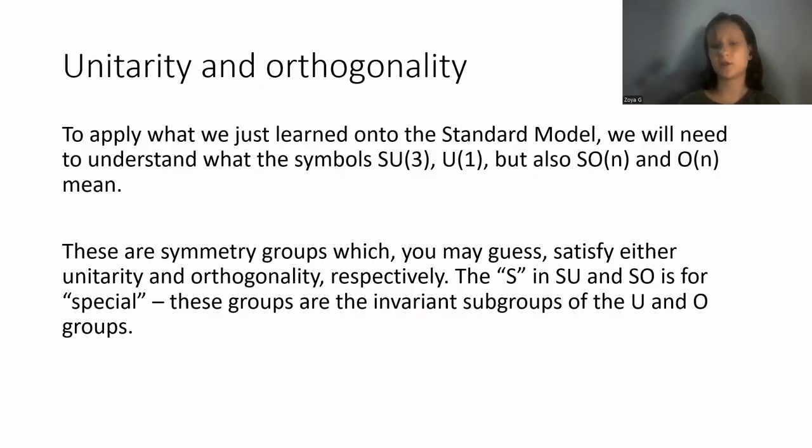So to apply what we just learned to the standard model, we will also need to understand what the symbols SU3, U1, but also SON and ON mean. These SON and ONs will not come up explicitly, but they are very closely related and can also be transformed into the unitary groups, right? SU3, etc. These are symmetry groups, which you may guess satisfy either unitarity or orthogonality respectively. The S in SU and SO is for special. These groups are the invariant subgroups of the U and O groups, so unitary and orthogonal.